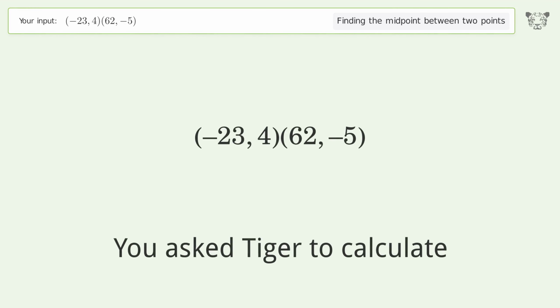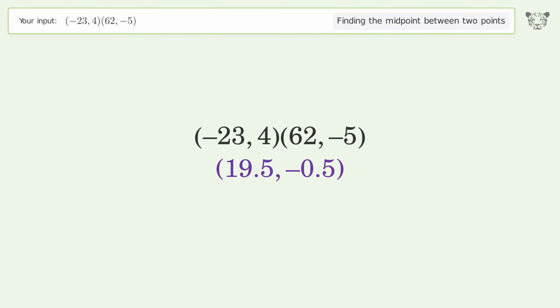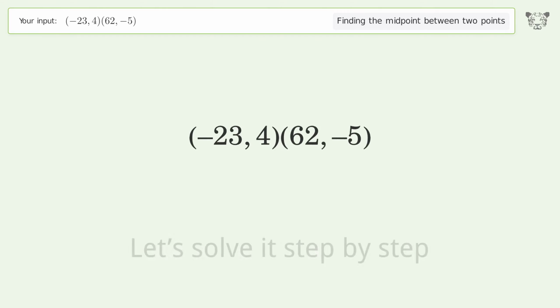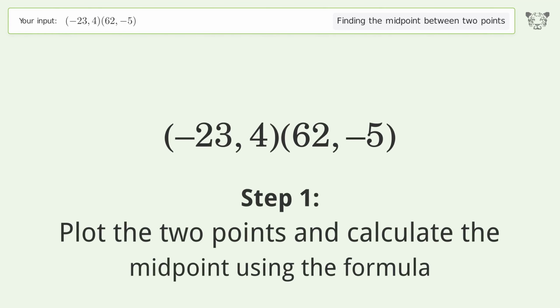You ask Tiger to calculate. This deals with finding the midpoint between 2 points. The midpoint between the 2 points is 19.5, negative 0.5. Let's solve it step by step. Plot the 2 points and calculate the midpoint using the formula.